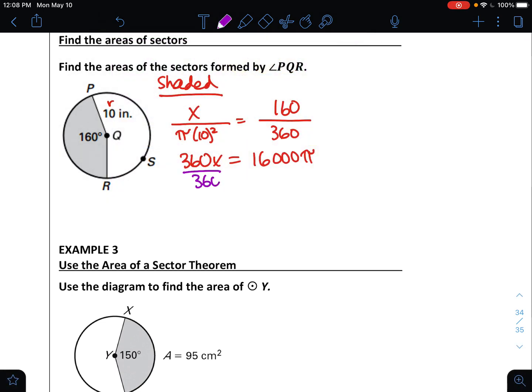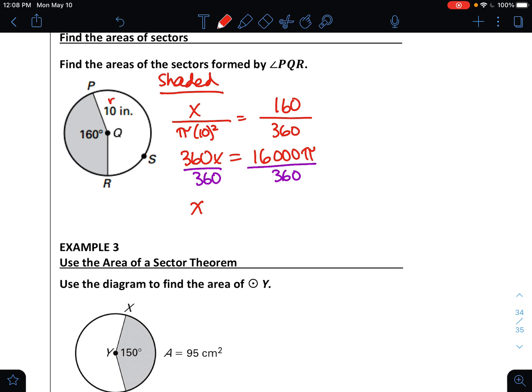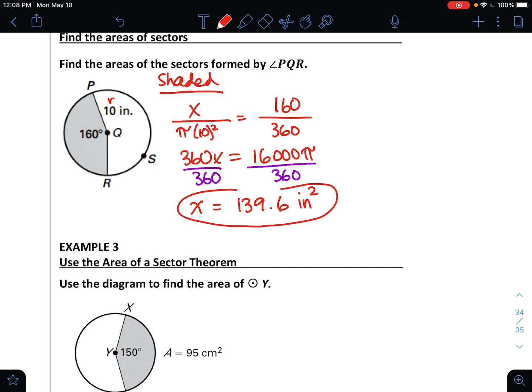Now let's divide and solve. Divide by 360, and take into account that pi. So 16,000 multiplied by pi, hit equals, and then divide by 360. Let's round. It looks like it's approximately 139.6. Area is always in units squared. So the shaded area is about 139.6 inches squared. Okay, so non-shaded.